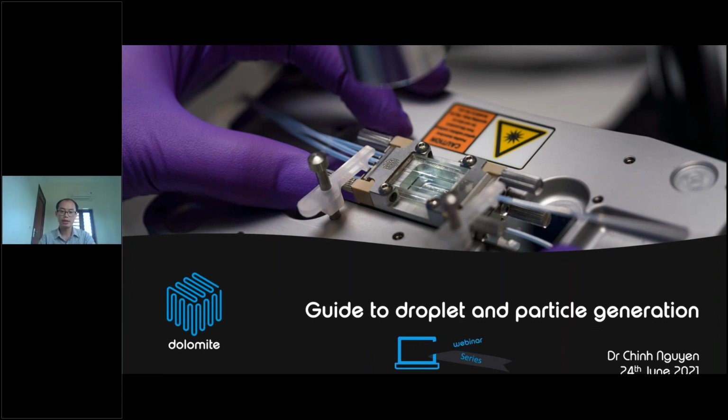So this webinar today is one of the webinar series. We call it Microfluidics 101 with Dolomite. It will be delivered every last Thursday of each month throughout 2021. Today our topic is a guide to droplet and particle generation.